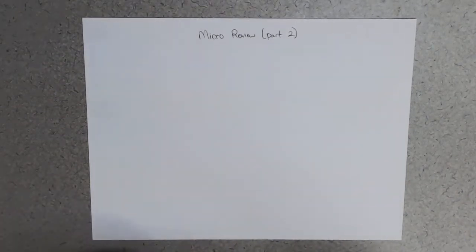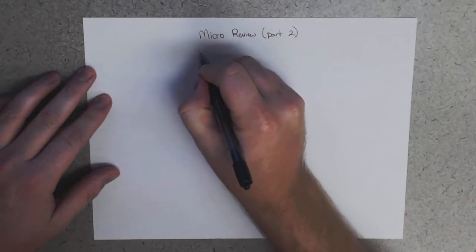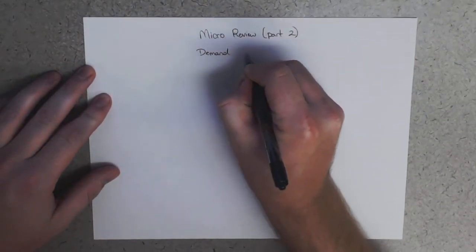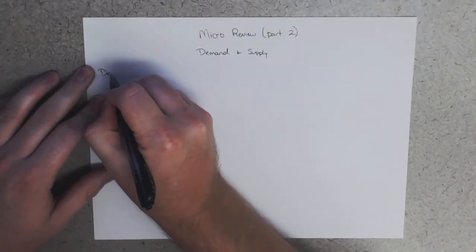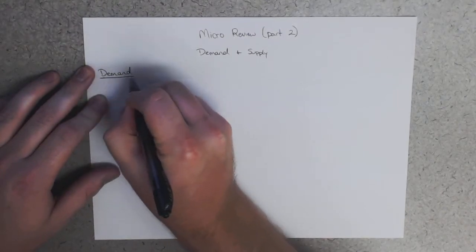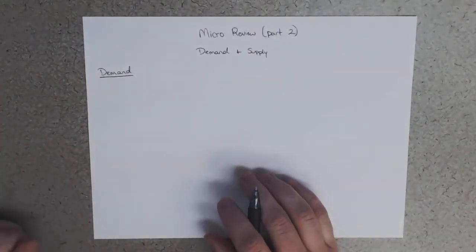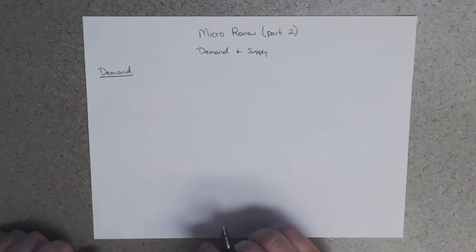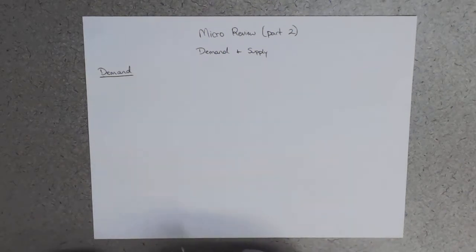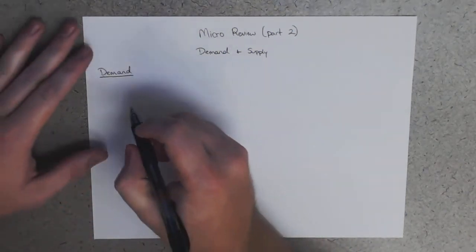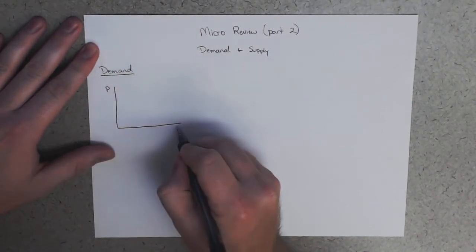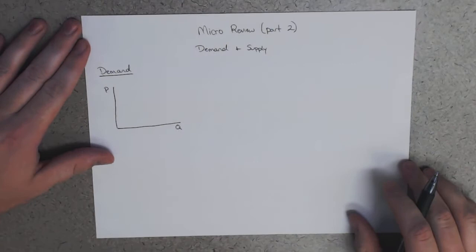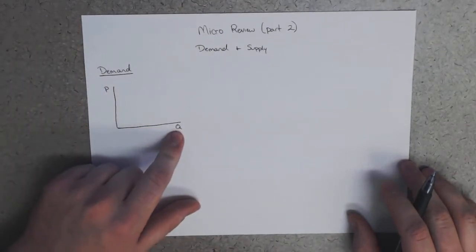So today we're going to be building the demand and supply model, and we're going to start off talking about demand. The demand curve represents the willingness of consumers to buy a product, regardless of what that product is, at all given prices. It's a relationship between the price of something and the quantity that we buy. So the price of the good and the quantity that we purchase.